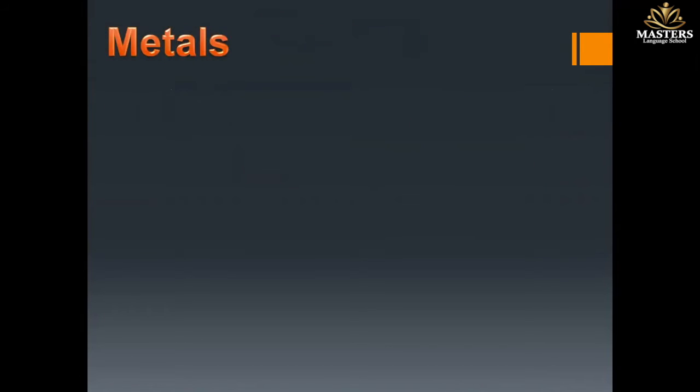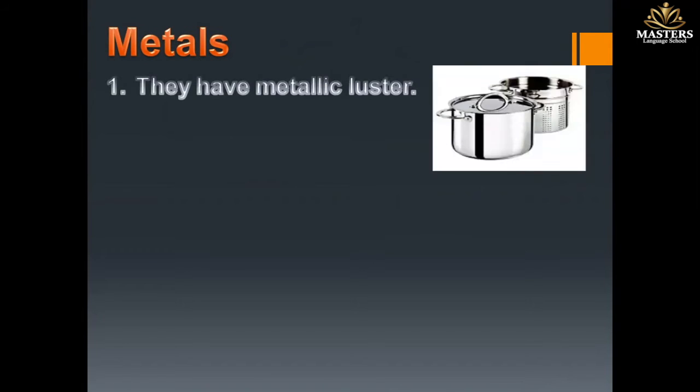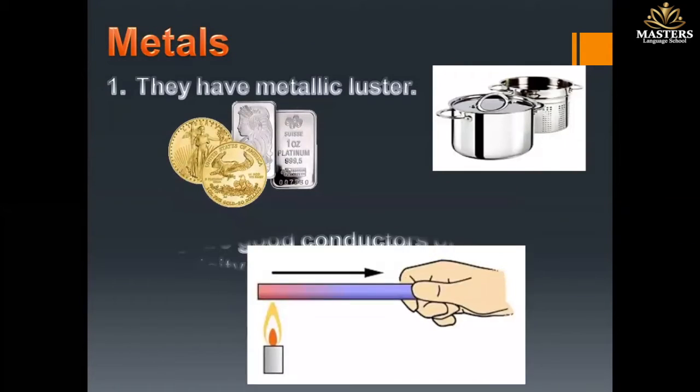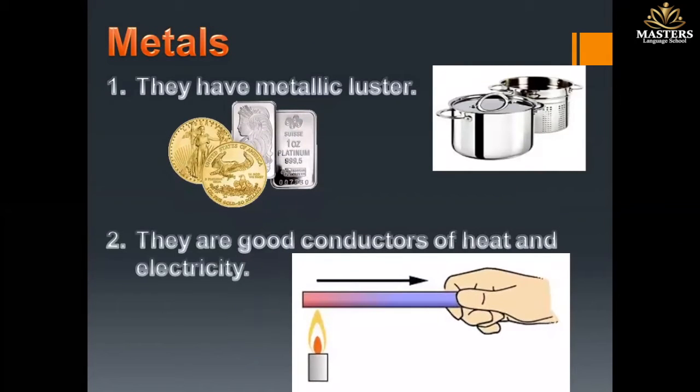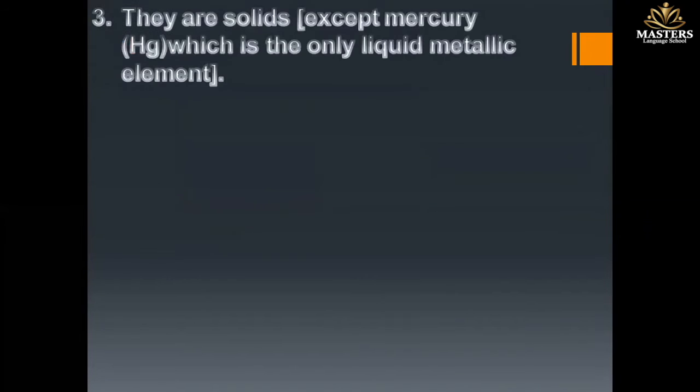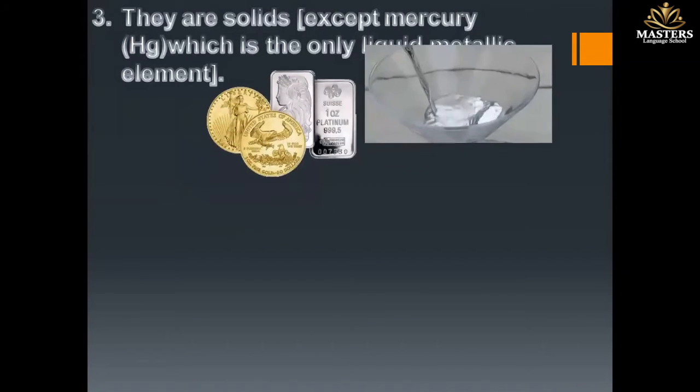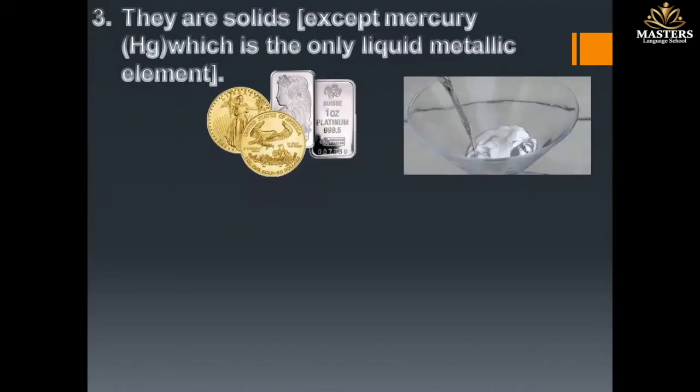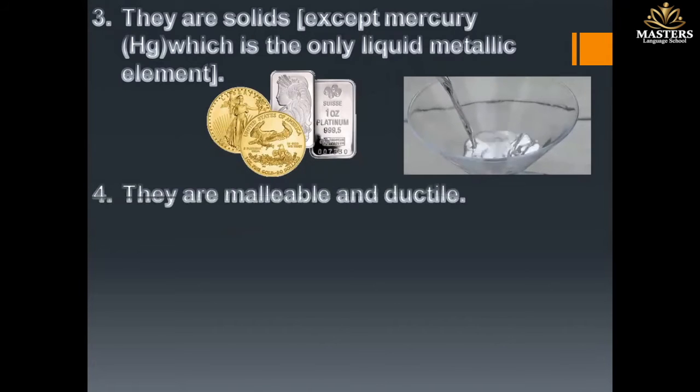Metals: they are shiny or they have metallic luster. Number 2, they are good conductors of heat and electricity. Number 3, all the metals are solid except mercury. It's the only liquid metal. Number 4, they are malleable and ductile.